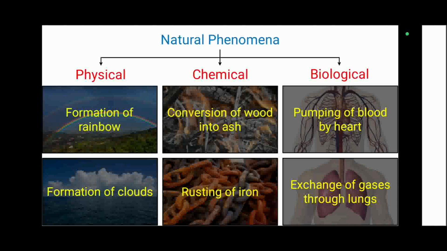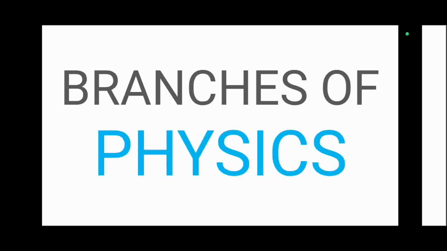And then natural phenomena. There are three categories: physical, chemical, and biological. Physical, for example formation of rainbow, formation of cloud; chemical, conversion of food into ash; and biological, pumping of blood by the heart. And then we will explain further one by one.